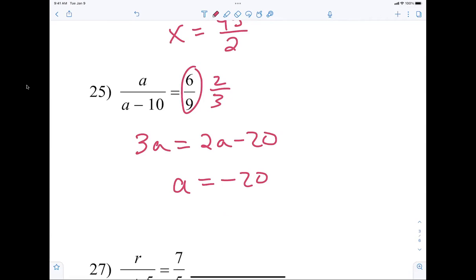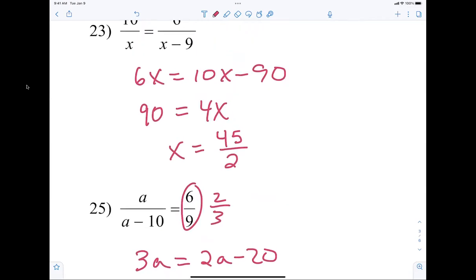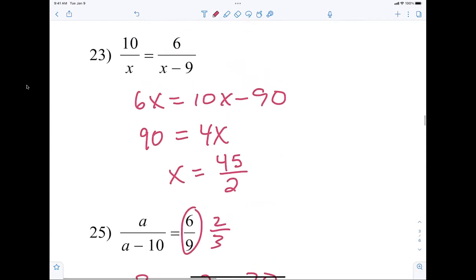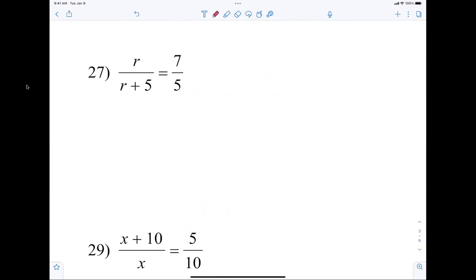Which one? What happened? You having trouble with 90 divided by 4? Why did you put 45? Oh, right. I just didn't know. That's all right. That's why you asked. Now you know. All right, here we go. Let's knock out 27.